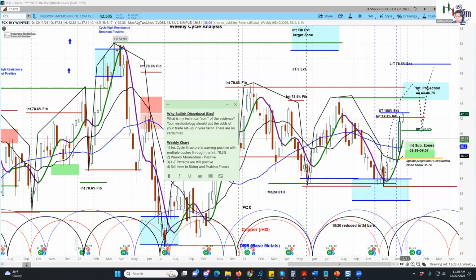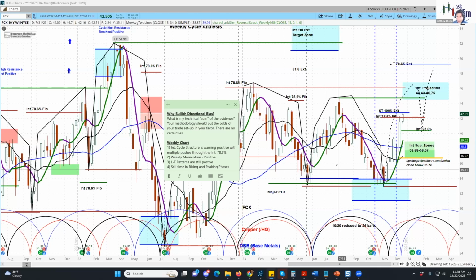So that's number one. Number two is our momentum indicator is firmly positive as well. So we have both cycle structure and we have momentum positive. And then also, if we expand out here a little bit, which I'll do in just a second, you'll see that the longer term patterns are also holding quite positively.